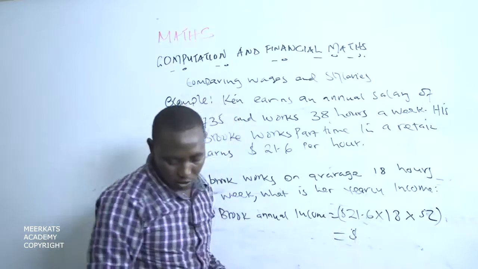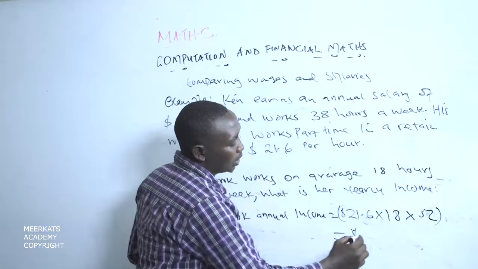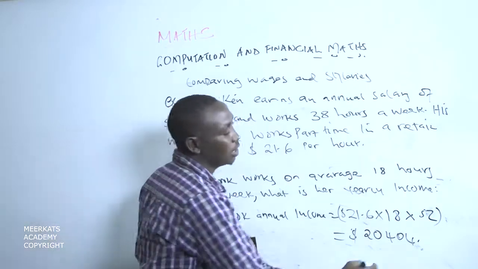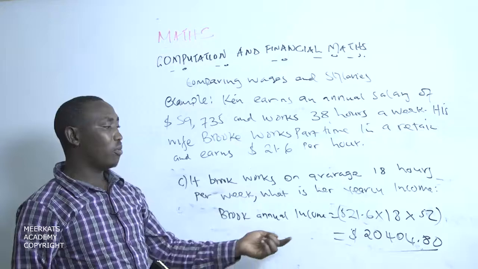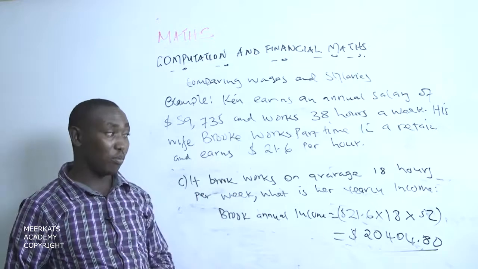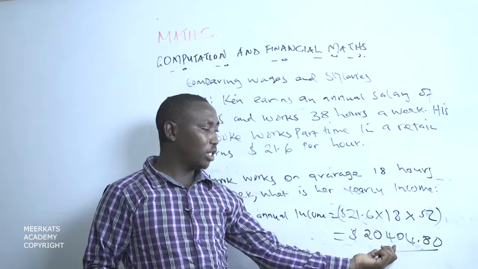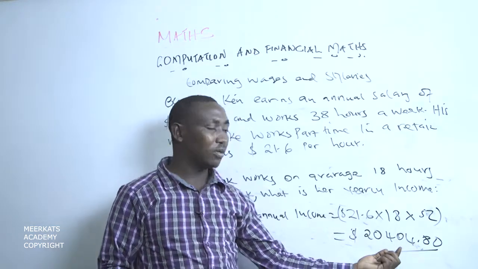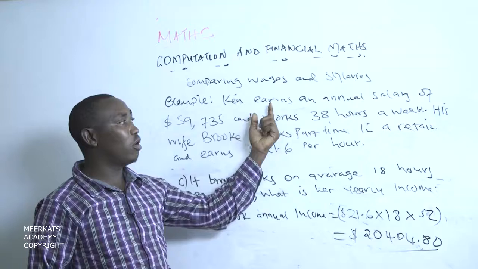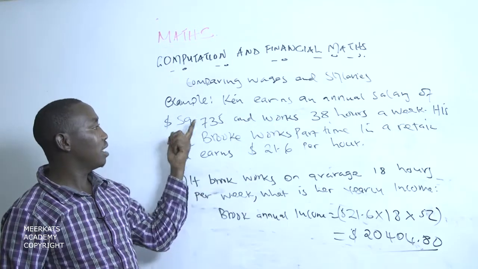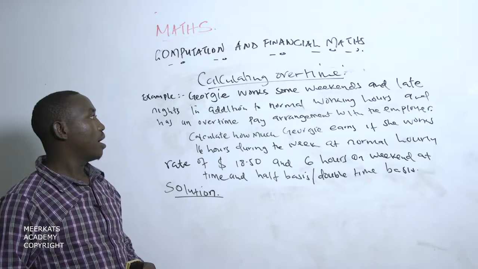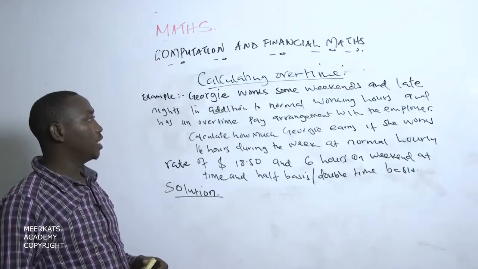This will give us a total of $20,404.80 US as a take-home income for Brooke. So if you are asked to calculate how much Brooke and Ken take home, then you simply add what Brooke has got, which is 20,404 US, plus the one that Ken took home annually, which was 59,735 US.